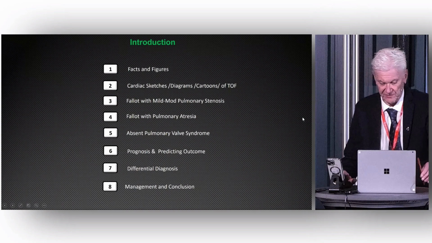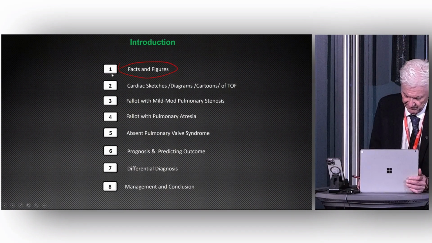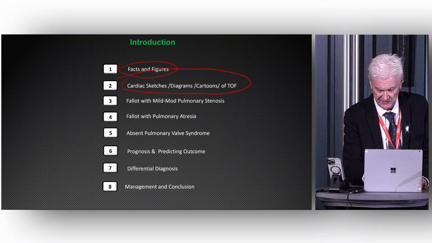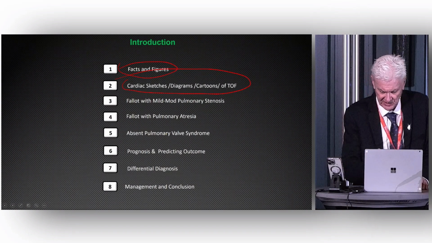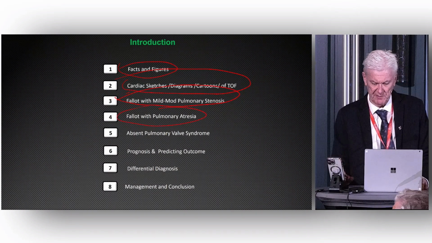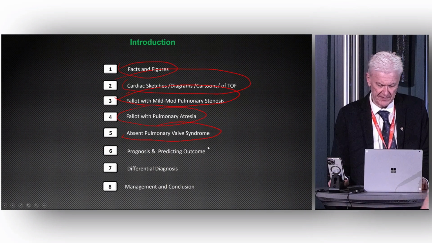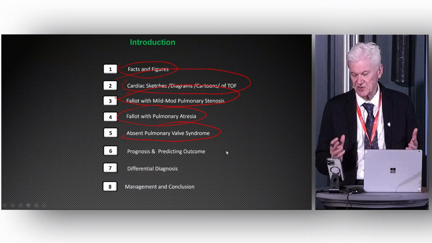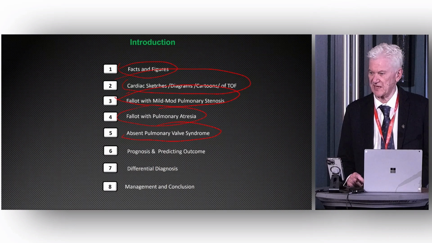The talk is divided into the following sections. I'll discuss the facts and figures, and then go through some cardiac sketches, which hopefully give an understanding to those on the more entry, basic level of the 700 or so we have online. Then we'll cover mild and moderate pulmonary stenosis, pulmonary atresia, and a few words about absent pulmonary valve syndrome. And then probably the most difficult aspect of all of this, and probably what's written most about in the antenatal literature, is prognostication and predicting outcome.